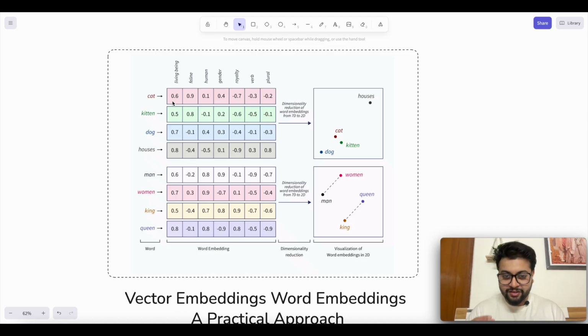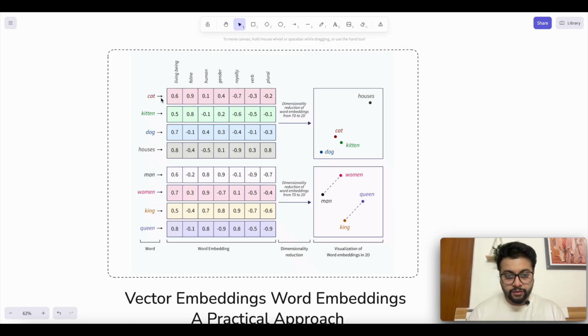Now, the number of numbers in the vector representing each word is called the dimension of an embedding. For this particular image, you can think of this vector embedding having a dimension of 1, 2, 3, 4, 5, 6, 7. So it is a seven-dimensional vector embedding representing each word in a seven-dimensional hyperspace, represented by a series of 7 real numbers.